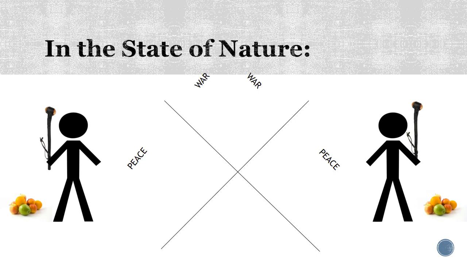If, of course, you both choose peace, well, great. You go about your business, they go about their business, no problem. It's live and let live. If you choose peace and your opponent chooses war, well, they get an easy win. They kill you, they get your fruit. But if the opposite happens, you choose war and they choose peace, you get the easy win. You kill them, you take their fruit.